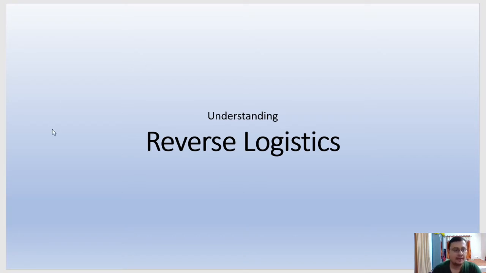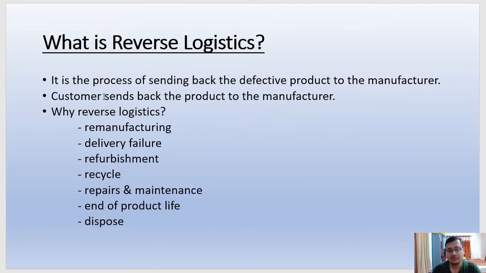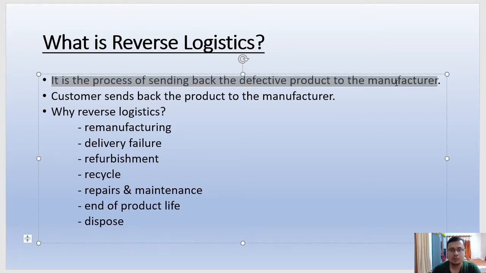Okay. Now moving further, we'll first understand what is reverse logistics. So reverse logistics, in the first point, it is saying that it is the process of sending back the defective product to the manufacturer. Now this is not a standard statement for what is reverse logistics, but what happens in reverse logistics will be telling this statement. So it is the process of sending back the defective product to the manufacturer.